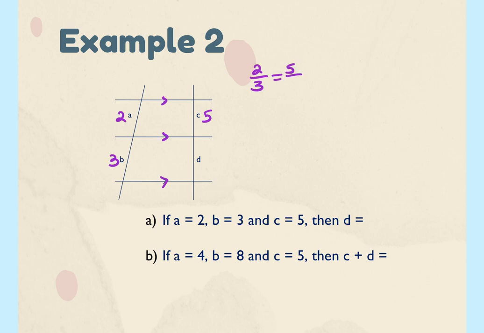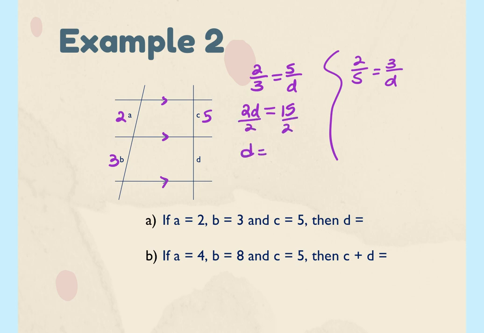Good. 2 over 3 would equal 5 over, I'm just going to leave it as D so we know, but yes. How else? Yep. 2 over 5, 3 over X or D. Or I could reverse them. 3 over 2 equals D over 5, and 5 over 2 equals D over 3. Any of those four give you the same answer. So I'm just going to solve the first one because there's no real advantage to either of them. So 2 times D would equal 3 times 5, which is 15. And then divide both sides by 2. And D equals 15 over 2, or 7.5.